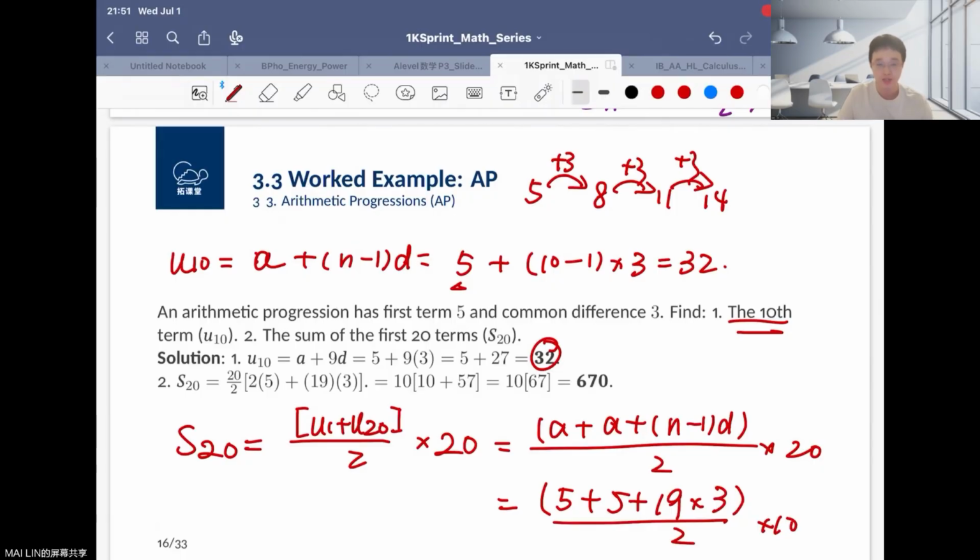So you can just calculate the numerator's value. That is 5 plus 5 equals 10, right? And 19 times 3 equals 57. So the total value here is 67, and then times 20 over 2, which is 10. So it can be considered as 335. So that is the final value for S20, okay? That is it.